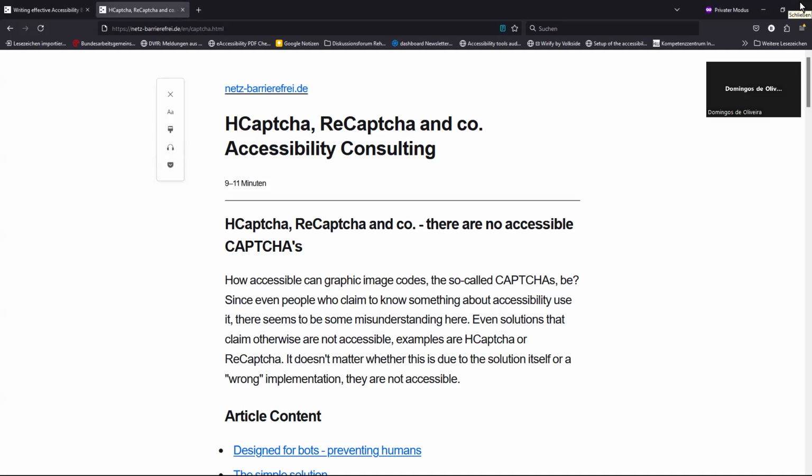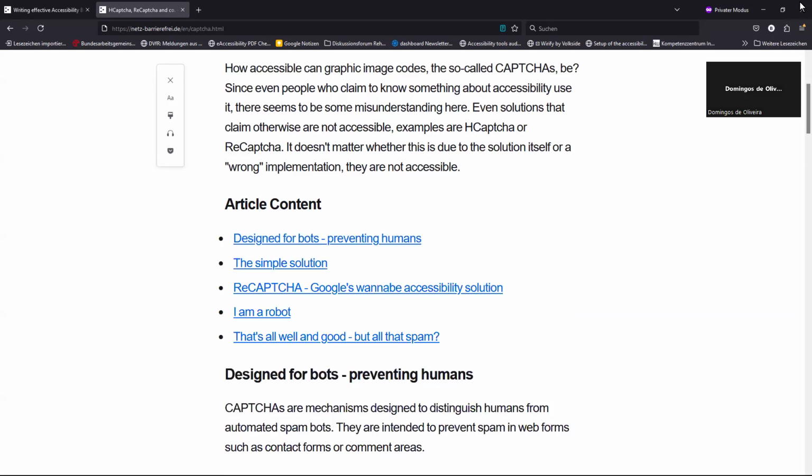Hey guys, today I would like to talk about the question, what is the problem with CAPTCHAs and why are they not accessible? CAPTCHAs were originally designed for bots, to prevent bots from spamming your website, but today they are preventing humans from using your website.